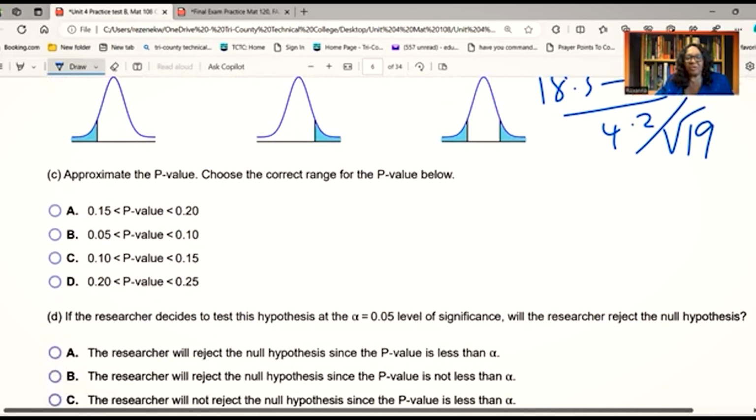Alpha is 0.05. So 6.9 is greater than 5%. Therefore, accept the null hypothesis because the p-value is greater than alpha.